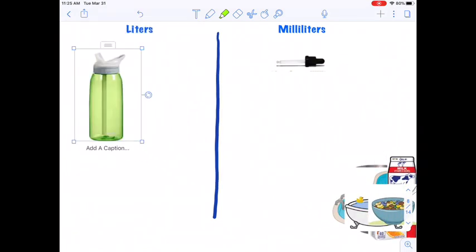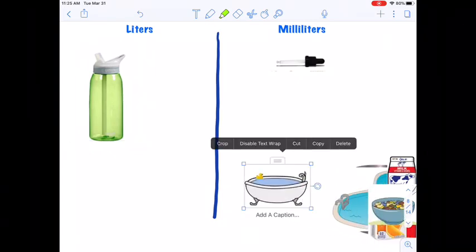Your water bottle holds about a liter of water. So that gives us an idea of where we could start. And we want to think about, are we going to be measuring things in liters or milliliters? One way to help us decide how we would measure something is if it's larger than 1 liter, we would be measuring in liters. If it's less than 1 liter, we would be measuring in milliliters.